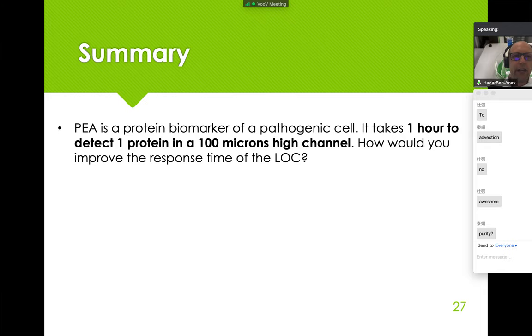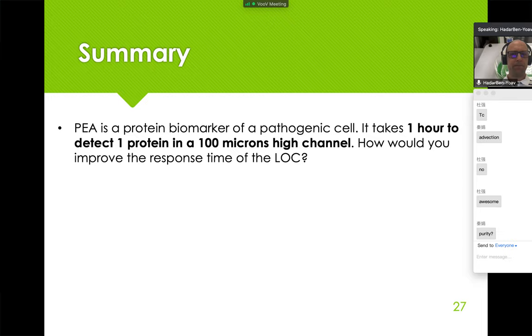And this is for everyone to think. So there's some protein called PEA. It's a biomarker, an analyte, that if we have the PEA protein, it means that there is some pathogenic cell that causes disease. Now, someone comes to you and tells you, I developed a lab on a chip that takes 1 hour for me to detect one protein of this biomarker in a 100 micron long channel.